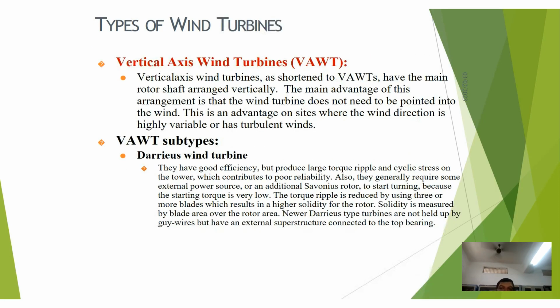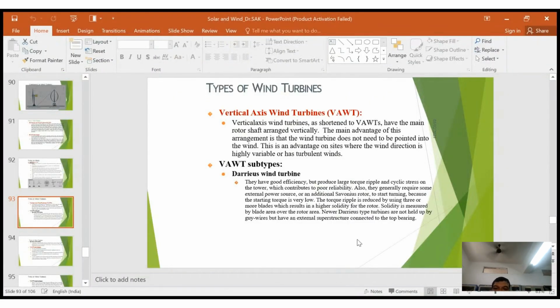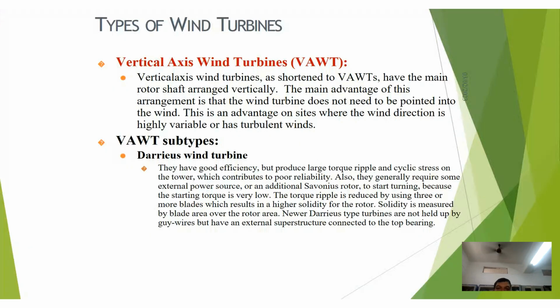Next, coming to the vertical axis wind turbine. In vertical axis wind turbines, the main rotor shaft is arranged vertically. So the wind turbine does not need to be pointed into the wind. Why? Because the axis is perpendicular to the earth surface. So there is no need of making the rotor blades perpendicular to the wind. That occurs only in horizontal axis wind turbines.